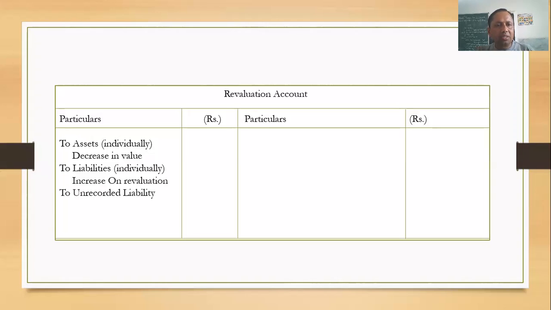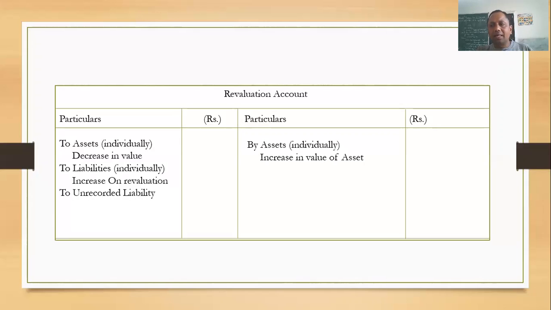The next point is unrecorded liability. When a liability is increased and an asset is decreased, that is shown on the debit side. Unrecorded liabilities are those which were not shown in the balance sheet earlier. At the time of the admission, we find that certain liabilities, such as outstanding salary, wages or other outstanding liabilities, are there. It increases the liability and this is shown on the debit side of the revaluation account.